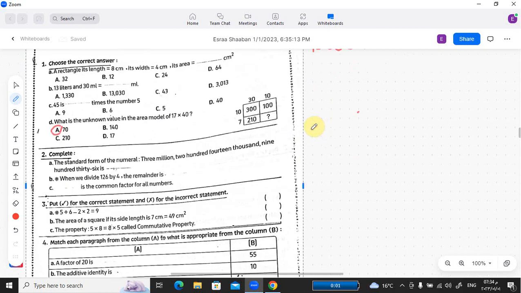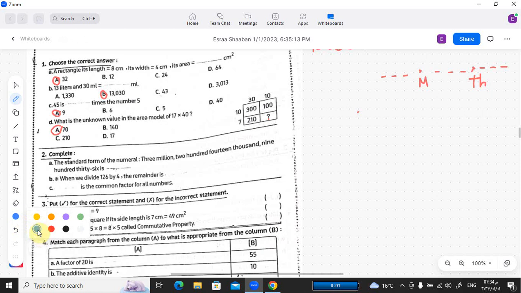Number 2, complete the standard form of the numeral. It's repeated a lot. When I have letters, we have to put the chairs. The biggest family here is in million. 1, 2, 3, 10 million. So here 3 million. We don't have 10 million or 100 million. 3 million, 214,000, and 936.